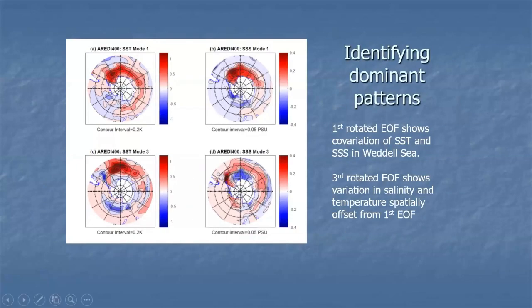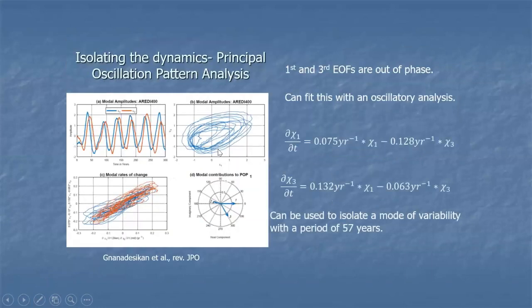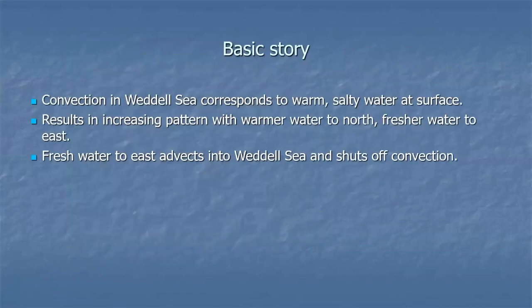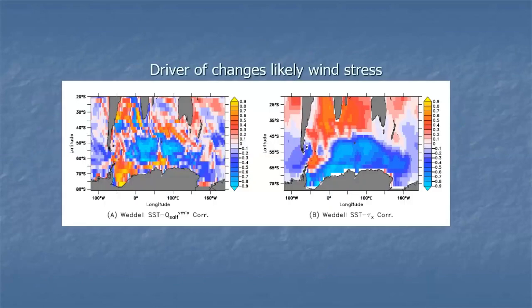So what we see is that we get convection in this region that drives freshening in this region, which then drives a shutoff of convection in this region. So convection in the Weddell Sea brings warm, salty water to the surface, resulting in warm water to the north, fresh water to the east. The fresh water then advances into the Weddell Sea and shuts off the convection. The likely driver of this change, when we looked at the term budgets, is wind stress.